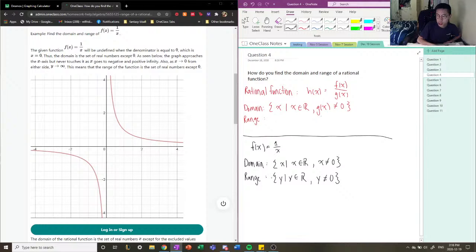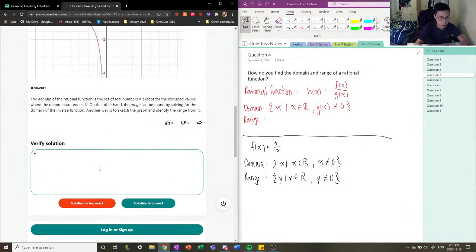With the range, you can either graph it, find an inverse function, or use mathematical logic to reason out which values are not included in the range. Usually that means the asymptotes are not included. In our example, the asymptote of f of x is 0, so it is not included. So the solution is correct. Good stuff.